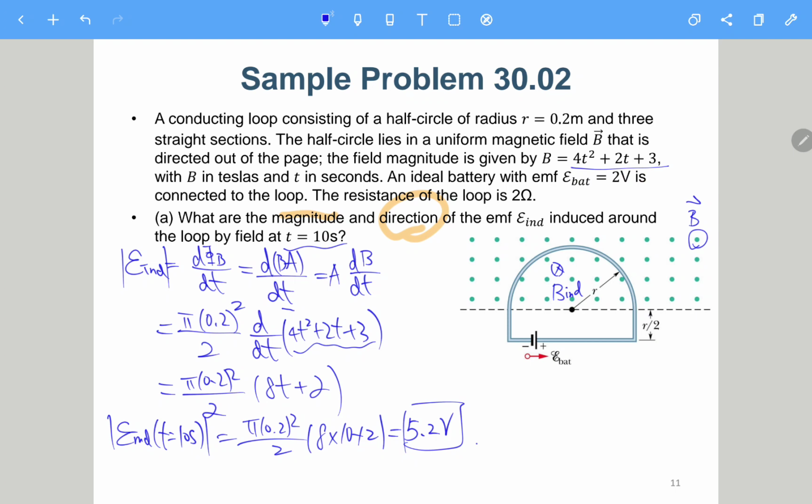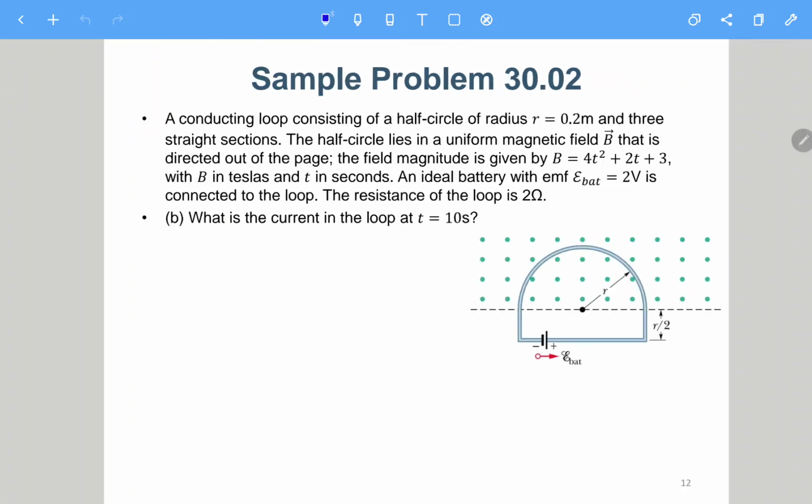Here we use a finger pointing into the page. Your forefinger will be like clockwise. I induced. So actually, this is also the direction of the induced EMF, E induced. So this is clockwise. Okay, so this is for question A.